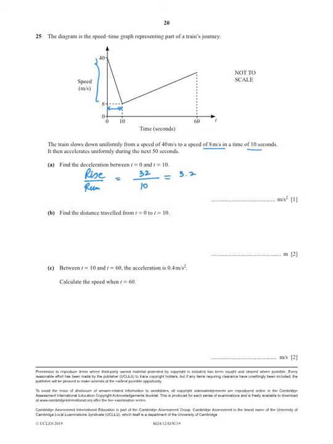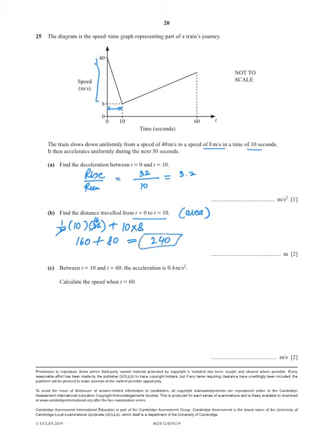The next part says find the distance traveled from t0 to t10. For distance, you need to find the area under the shape. If you observe, it's a triangle and a rectangle. The area of the triangle is 1 upon 2 base into height. Base is 10 and height is 32. The area of the rectangle is L into B, which is 10 multiplied by 8. For the triangle, 1 upon 2 times 10 times 32 gives 160, plus 8 into 10, it will be 80. So 160 plus 80 leads to 240, and that is your answer.